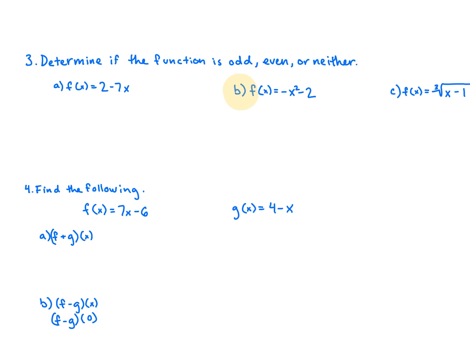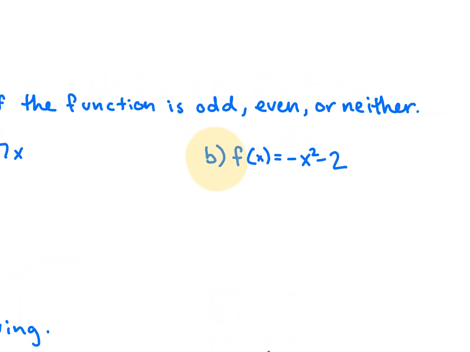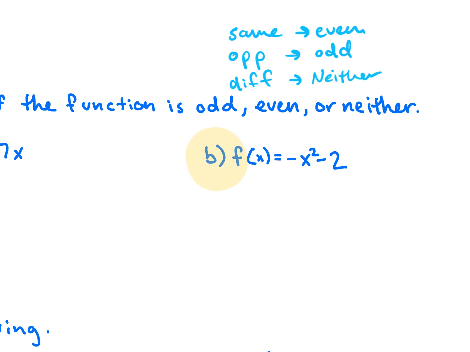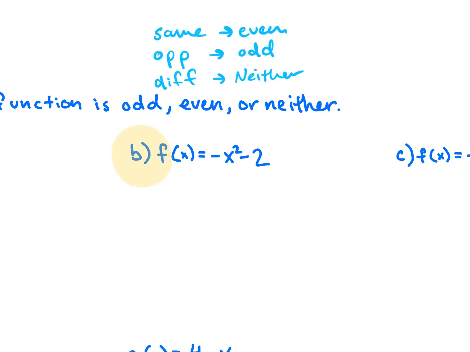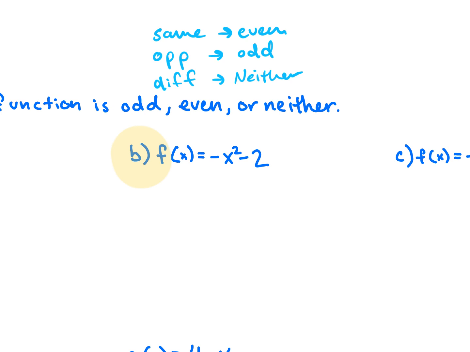So let's look at the second page. I'm going to do number 3b. So to determine if a function's even, odd, or neither, we want to plug in a number and its opposite. If we get the same number, that means that they are even. If we get opposite answers, then it is odd. And if we get totally different answers, then it would be neither. So a good number to plug in would be 2 and -2, but depending on what the question looks like, you can plug in whatever you want. So I'm going to plug in 2 and -2 for B.